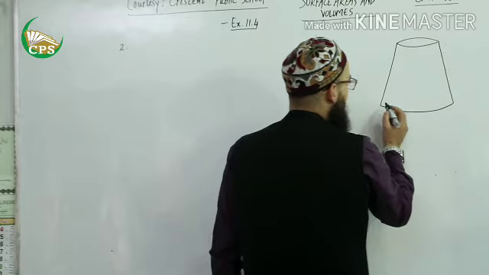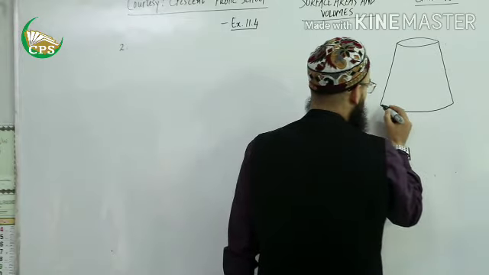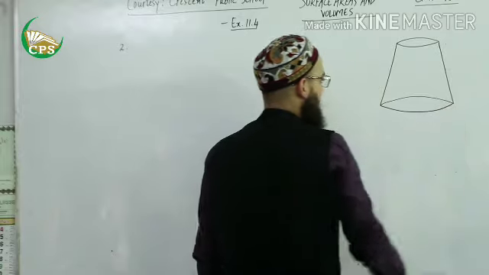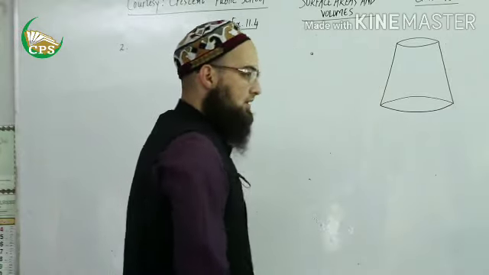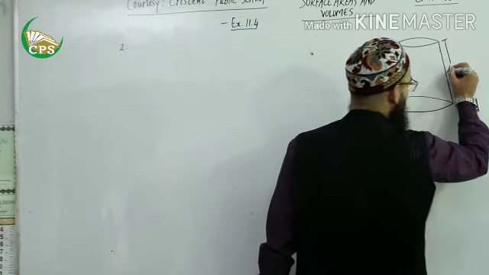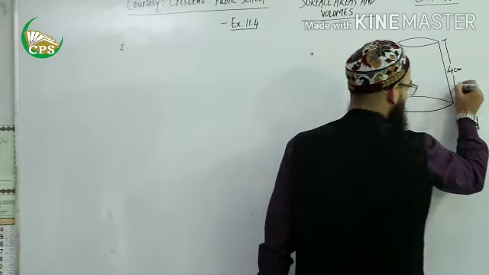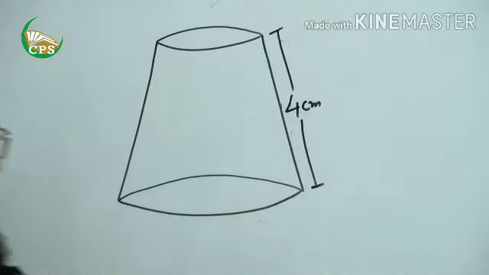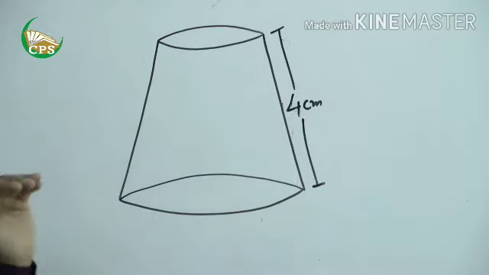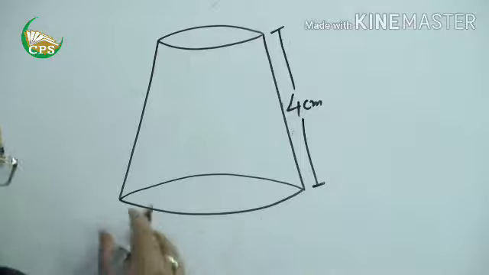This is a frustum, just like this. Now it says the slant height is 4 centimeter. This height, the slant height, is 4 centimeter, and the perimeters, that's the circumference of the circular ends rather, are 18 and 6 centimeter.